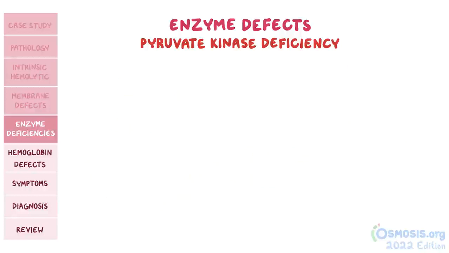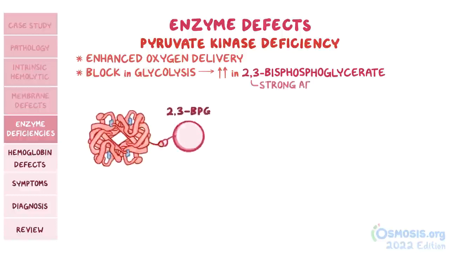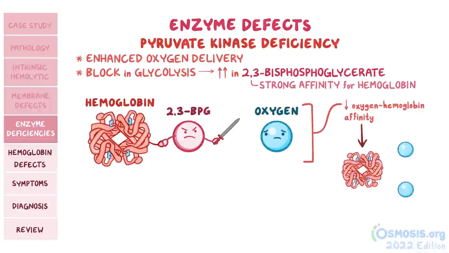Another high-yield fact is that pyruvate kinase-deficient RBCs show enhanced oxygen delivery. That's because the block in glycolysis results in the buildup of a metabolic intermediate called 2,3-bisphosphoglycerate, or 2,3-BPG for short. 2,3-BPG has a strong affinity for hemoglobin, so within tissues, it competes with oxygen, thus reducing oxygen-hemoglobin affinity, allowing more oxygen to be released from hemoglobin to the tissues.